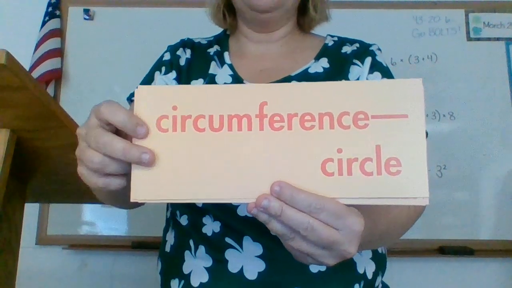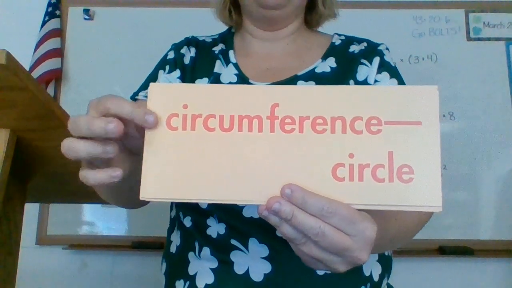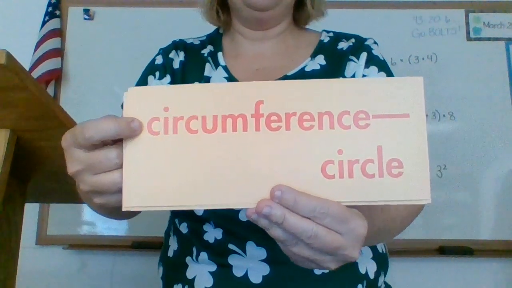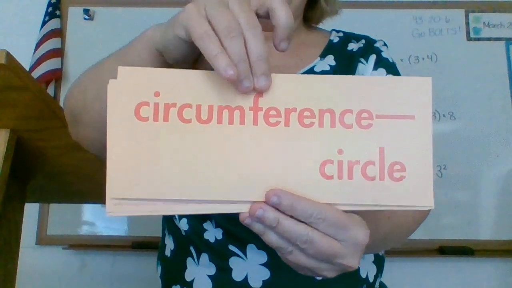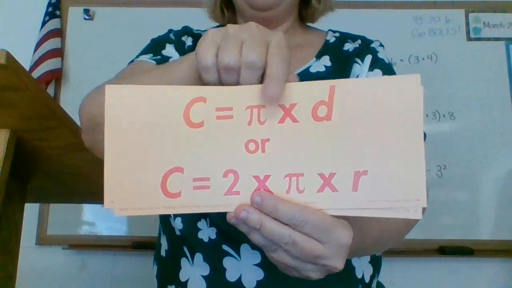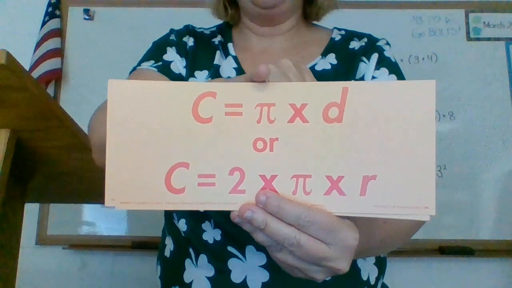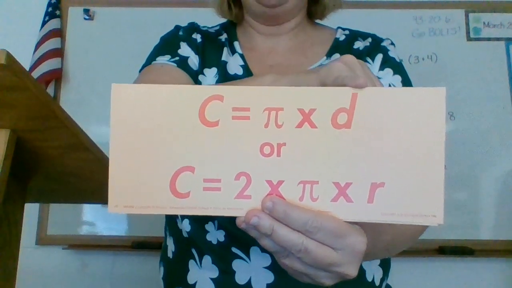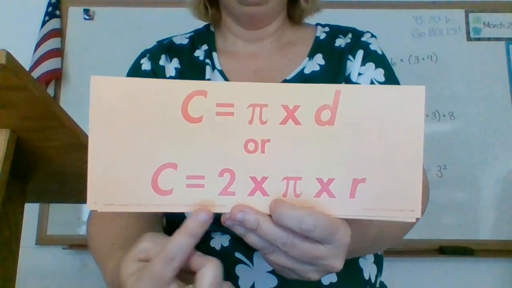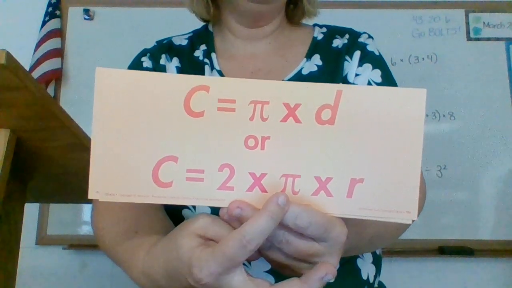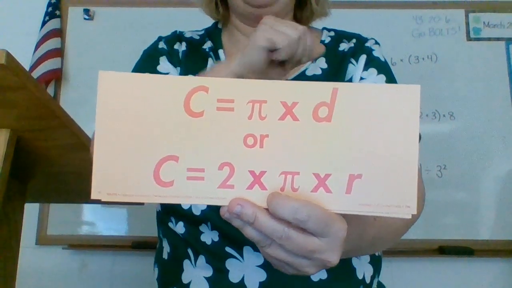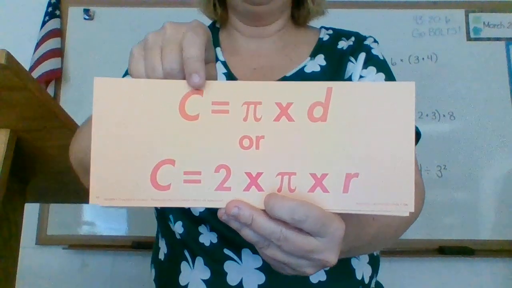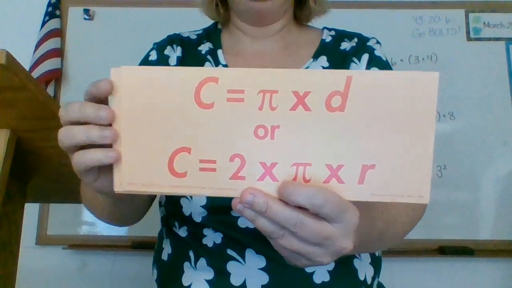It's been a little while since we've done the circumference of a circle. Remember, with circles, we don't use perimeter. We use circumference. Remember, we use the diameter, pi times diameter. Or you could double the radius and multiply by pi because the diameter is double the radius. But the easy formula to remember is pi times diameter.